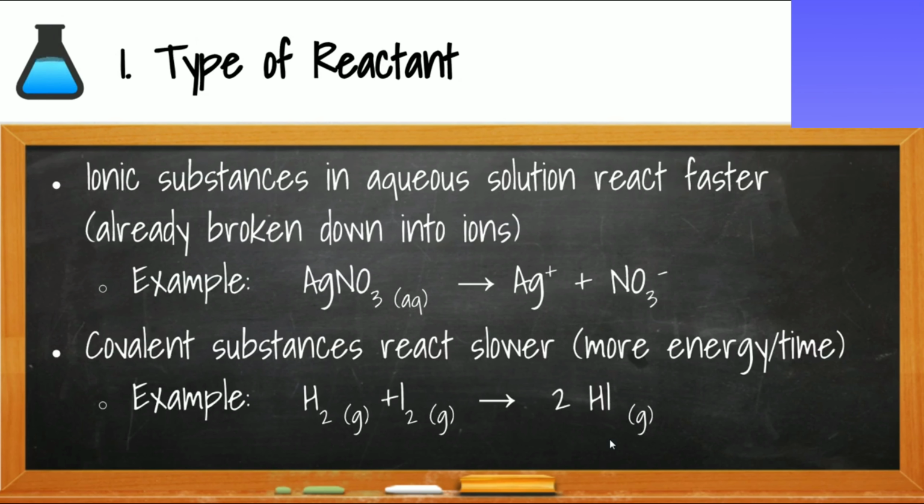Now let's see how the type of reactant impacts the rate. Ionic substances in aqueous solutions will react faster than covalent substances. This is because when you place an ionic substance like silver nitrate into water, it will dissociate into ions that want to make new bonds, so they'll be able to react faster than covalent compounds that do not dissociate in water, so they'll have to break bonds before they can make new bonds.